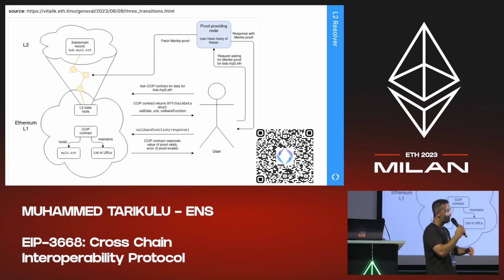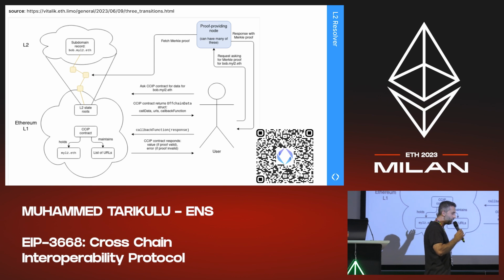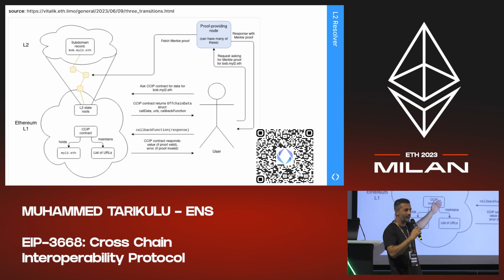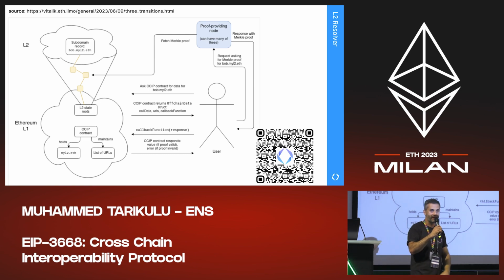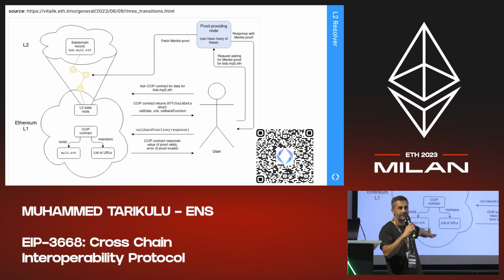Just quickly, of course I won't go into this. This is Vitalik's take on how we can use CCIP read to scale ENS. It's more or less what I explained about CCIP read. Basically, it's a couple of interactions: the user asks for the record, and it goes to the gateway. The gateway asks L2, gets the Merkle proof, does the proof at the contract level, and then says that yes, you have ENS in L2.